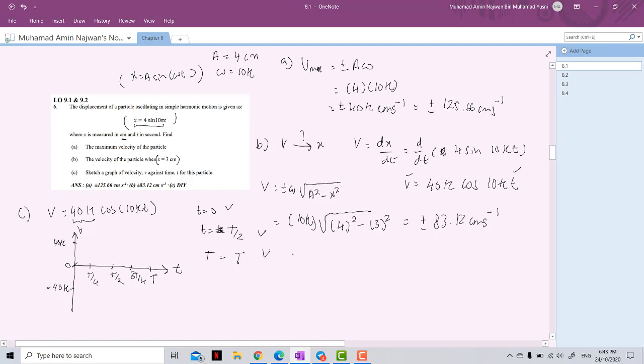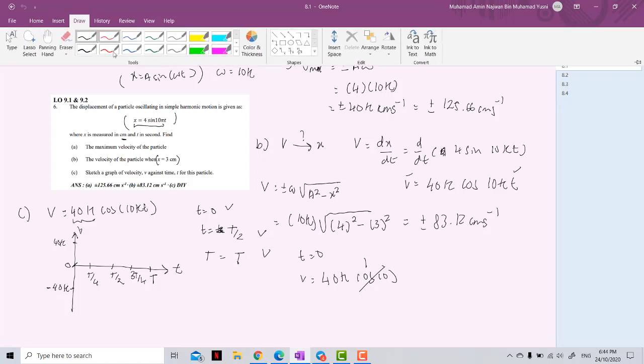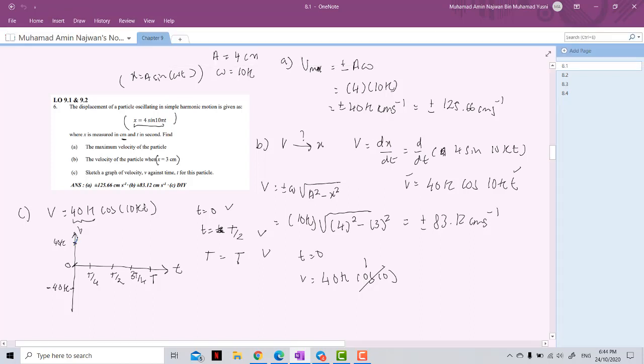Kenapa? Kita akan tengok. So let's say bila t sama dengan kosong, v kita akan sama dengan 40 pi cos kosong. Bila cos kosong akan dapat 1, so v korang akan sama dengan 40 pi. Okay, 40 pi starts dengan, let's say if I want to do biru punya. Okay, starts here. Okay, this is when t sama dengan kosong. Then let's say when t sama dengan t per 2.